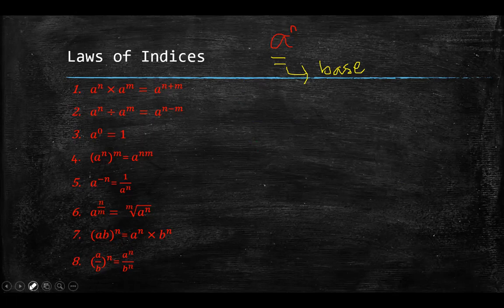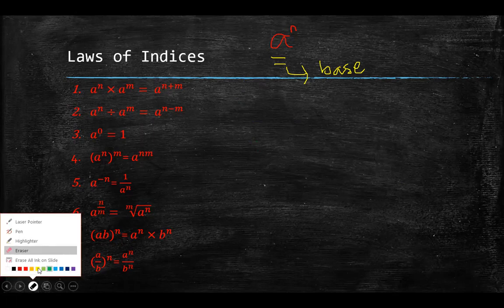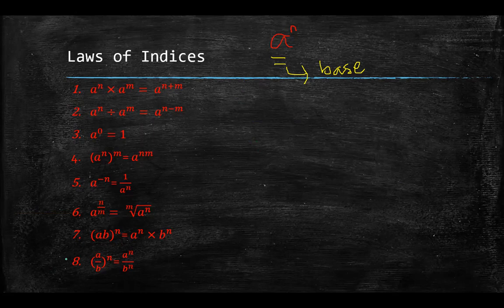Next rule. This is a simple one. Anything raised to the power of 0 is always 1. So if I have 2 raised to the power of 0, that's going to give me, let me write that out, 2 to the power of 0 is 1. 16 to the power of 0 is 1.